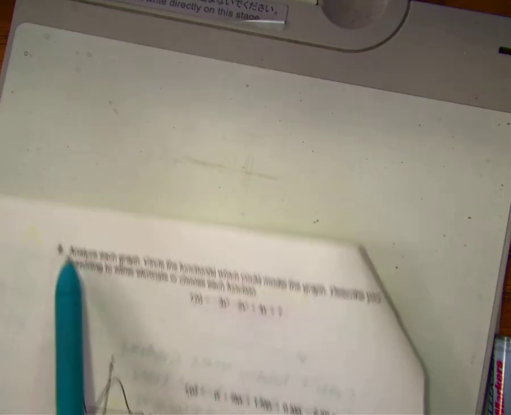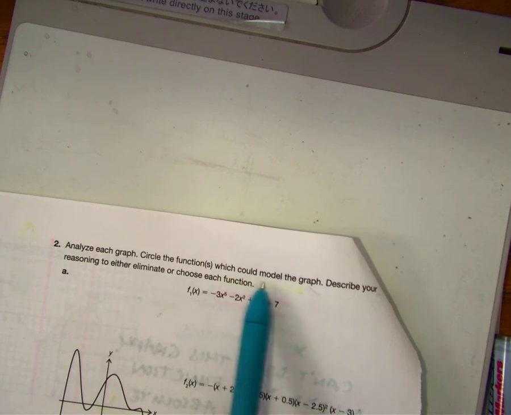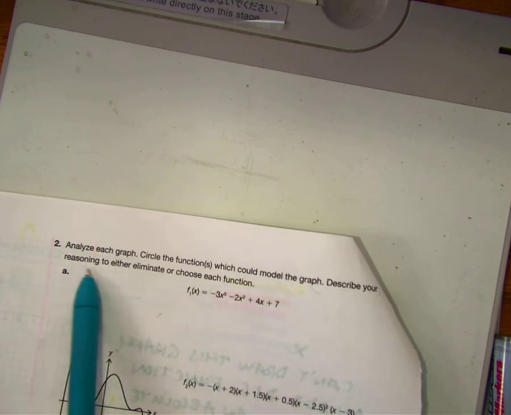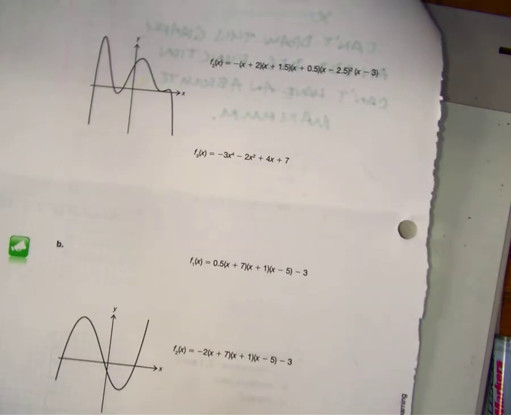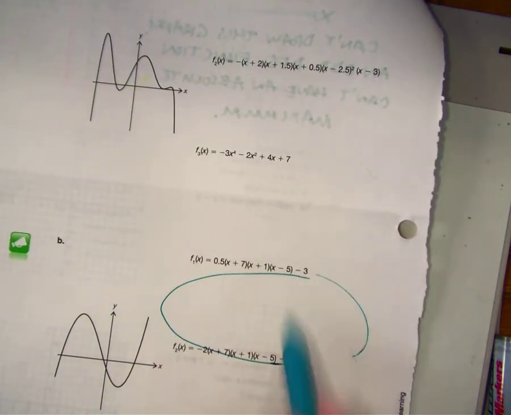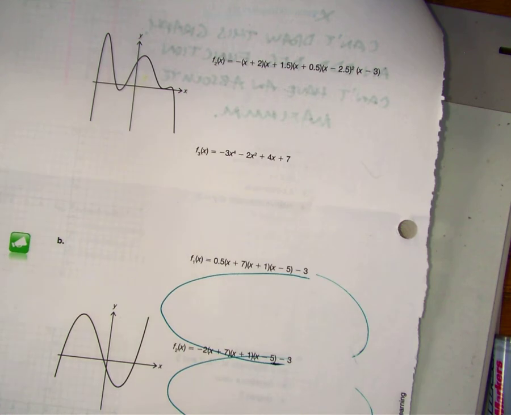Analyze each graph. Circle the function which could model the graph. Describe your reasoning to either eliminate or choose each function. So basically I need to write an explanation for each of these, yes or no and why.